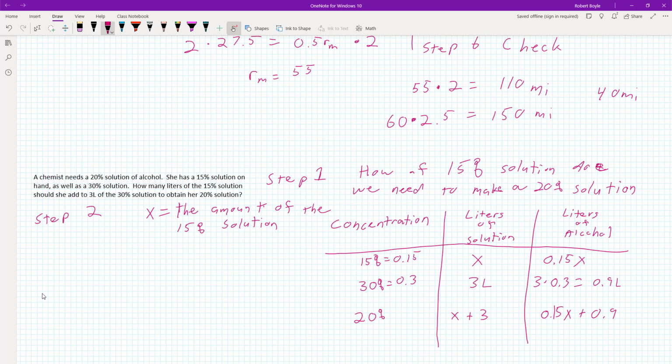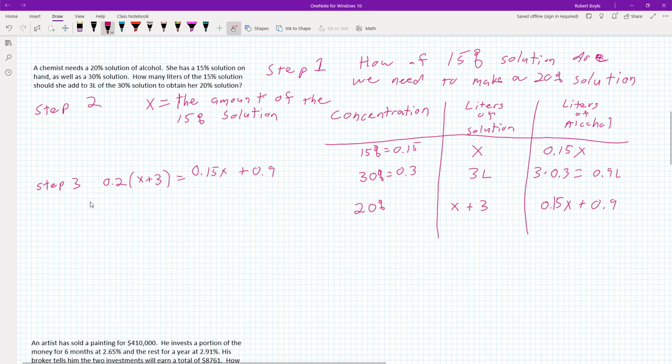So our equation is going to be 20% of this quantity, which is 0.2 times (x plus 3), and that is going to be equal to all the alcohol from these two things added together, which will be 0.15x plus 0.9. So that is the equation that we need to solve.